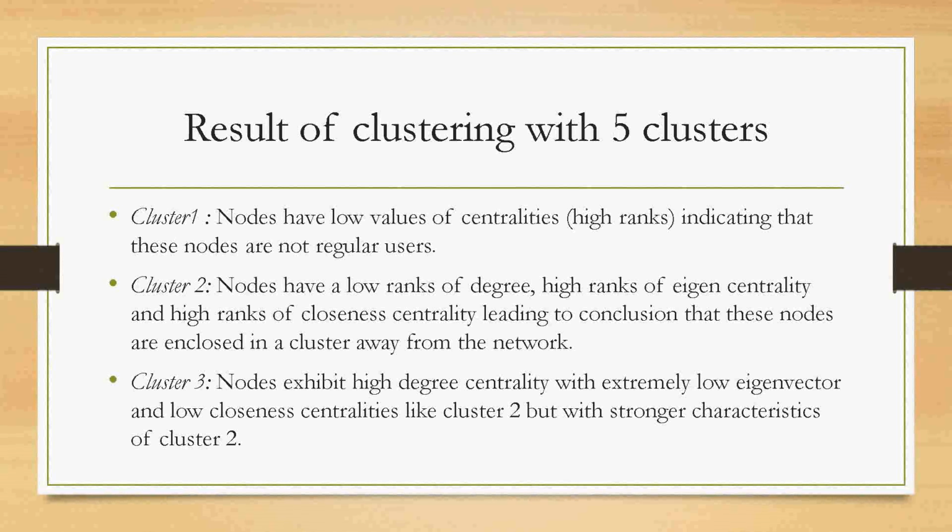In cluster 2, nodes have low ranks of degree, high ranks of eigenvector centrality around 1000 to 1500, and high ranks of closeness centrality above 700 to 1000. So our data was actually normalized and then ranked based on rank number 1 being the highest value. So in this case, it suggests that mostly these nodes are enclosed in a cluster far away from the network with direct connection to nodes which do not have connection to influential neighbors.